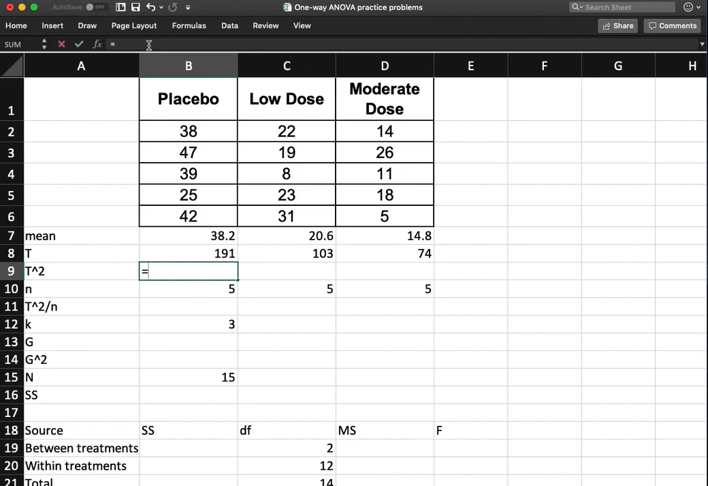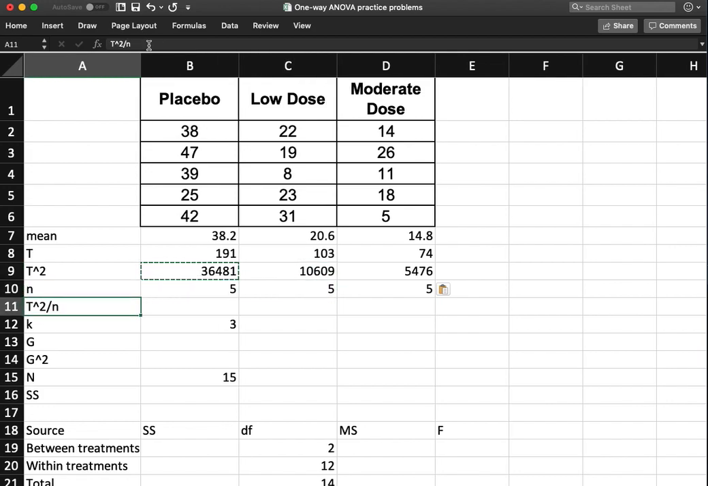Let's square these t's. That's equal to this t raised to the second power. Same here, same here. There's your t-squares. Don't get afraid of big numbers. These are large numbers up here. When you start adding stuff and squaring things, you're going to get some big numbers. Don't worry about it. You're on the right track.